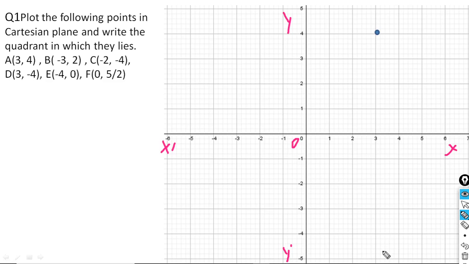Let us start plotting the first point, that is 3, 4. When we are talking about a point 3, 4, it means x is 3, y is equal to 4. We always start from the origin. We have to make a right movement or left movement in the first step, horizontal movement in the first step. X is 3, so 1, 2 and 3. And then vertical movement, it is 4. So positive 4, we move in the upward direction, 1, 2, 3 and 4. This is the position of point A, which is 3, 4.